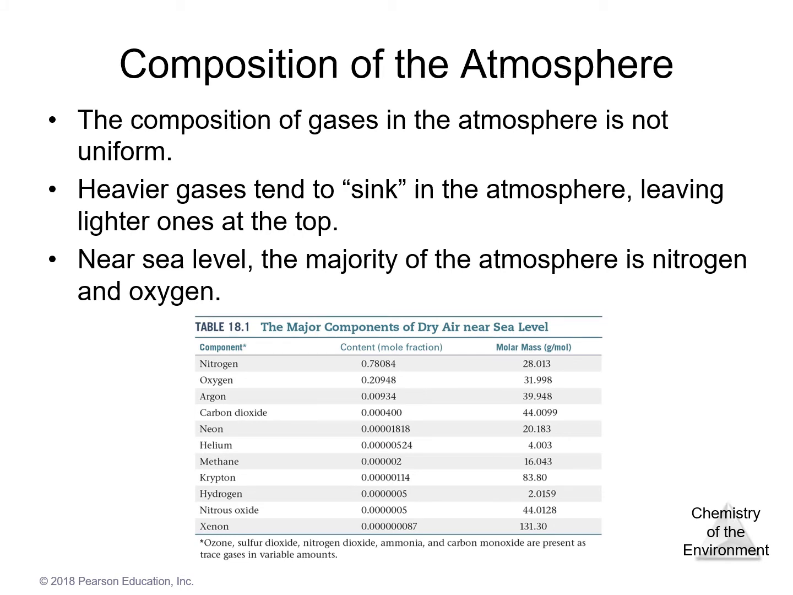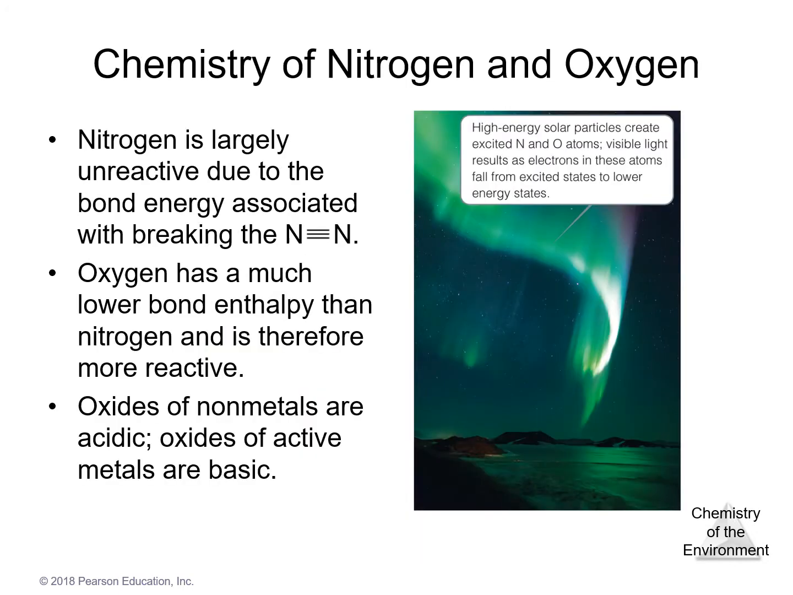Near sea level, the majority of the atmosphere is nitrogen and oxygen. Now, when it comes to nitrogen, it's usually unreactive due to the bond energy required to break the bonds between N2. Now, oxygen has a lower bond enthalpy and therefore is more reactive. Oxides of nonmetals are acidic. Oxides of active metals are basic.